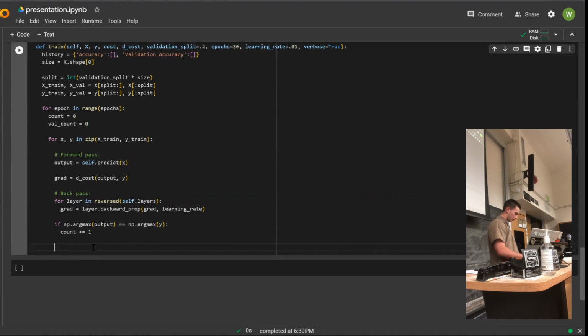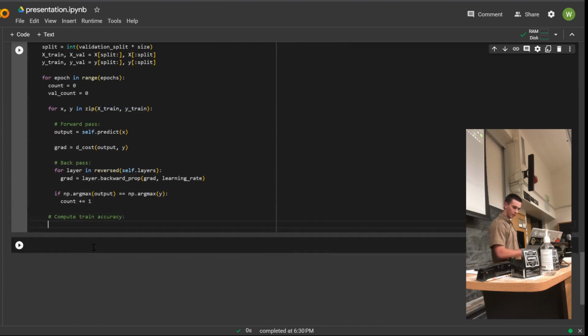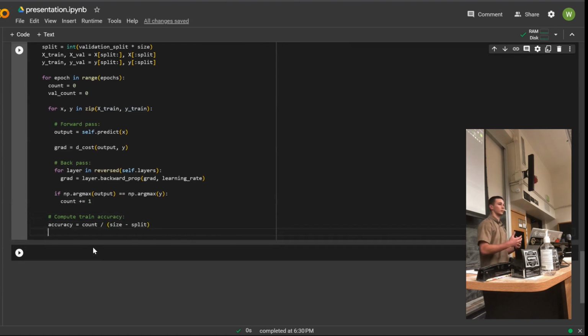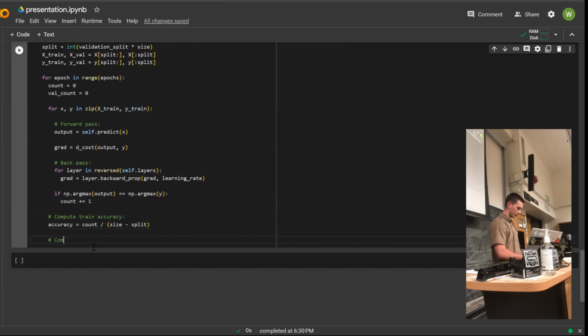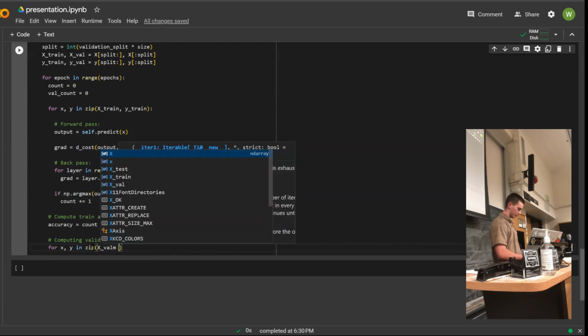Okay, now I'm going to back out of this loop through the training set, and we're back in the loop of epochs. So we're going to compute train accuracy here. Well, that's just count divided by not size, but rather size minus split, right? Because we split it into the training set. And then we want to compute also validation accuracy. And to do this, we're going to loop through the validation set.